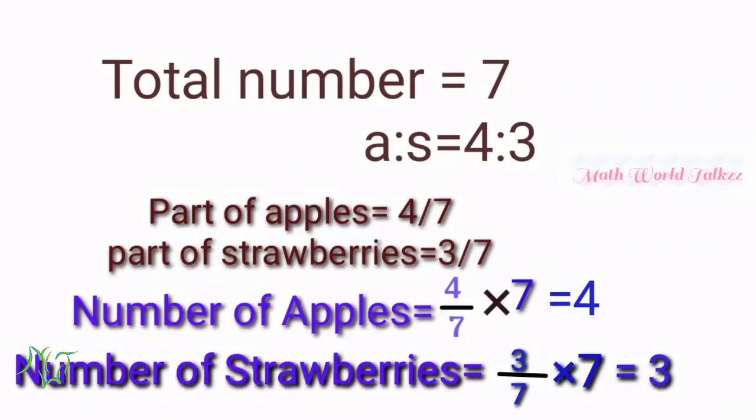Then if we add those two numbers, we should get the total number. We can see 4 plus 3 is 7. So our answer is correct.